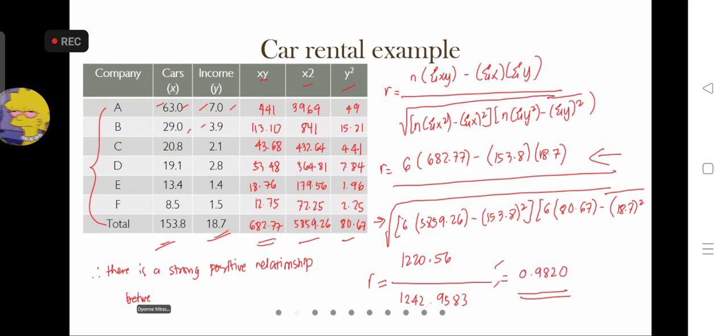between the number of cars and the income of the car rental agency. And now, siya pag-summarize.